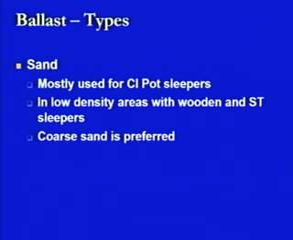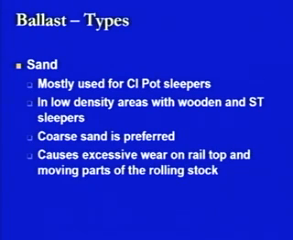In all these cases, coarser sand is generally preferred instead of finer sand, which has a tendency to move away with the weathering agencies. The coarser sand will remain intact, and at the same time it will have a better drainage property. Sand causes excessive wear on the rail top and moving parts of the rolling stock. This is one of the problems associated with sand.